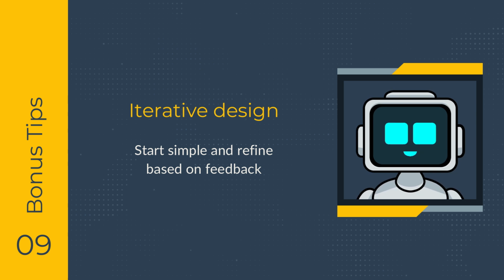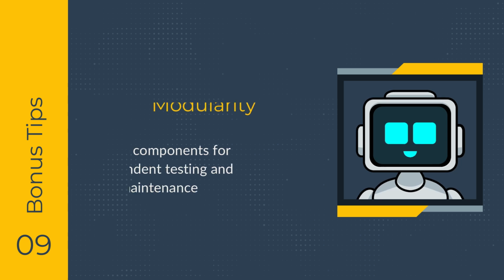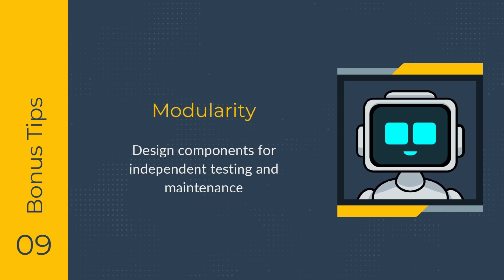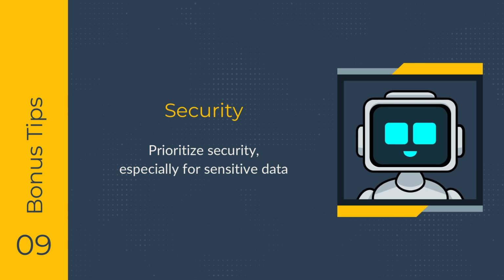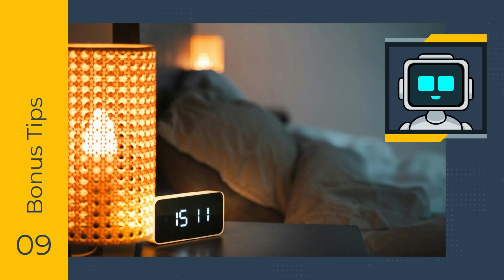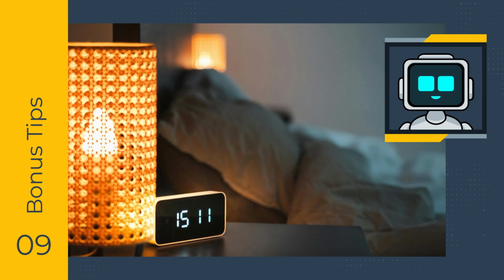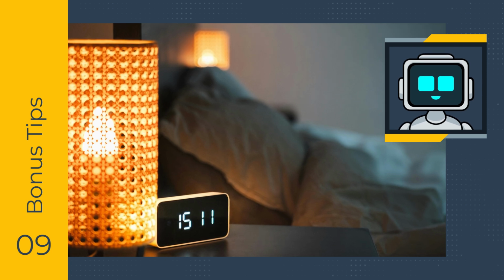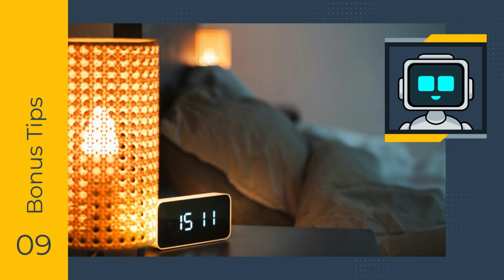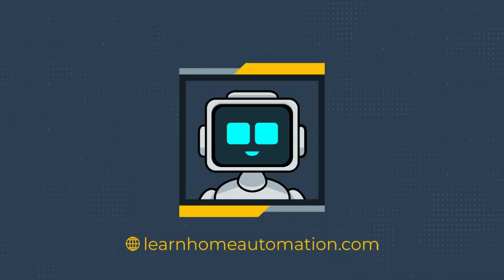Software design is iterative. Start with a basic design and refine it based on feedback and new information. Modularity is key. Design components that can be tested independently, making the system easier to maintain and update. Security should also be a priority throughout the design process, especially when handling sensitive data, like video from indoor cameras. Leveraging software design principles can enhance your efforts to build a better smart home system. Take the time to plan and design thoughtfully, and you'll be rewarded with a smart home that seamlessly integrates technology into your daily life. And that's it for today.